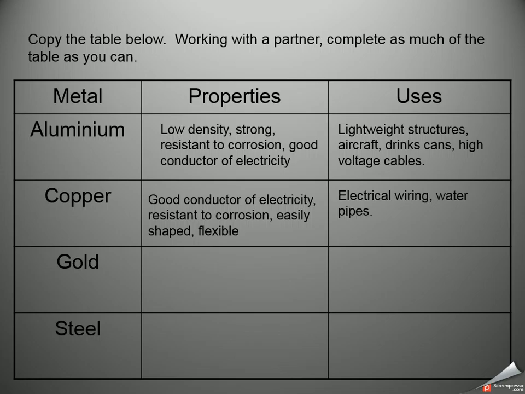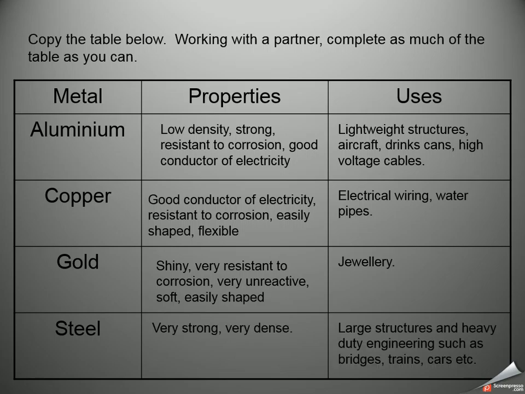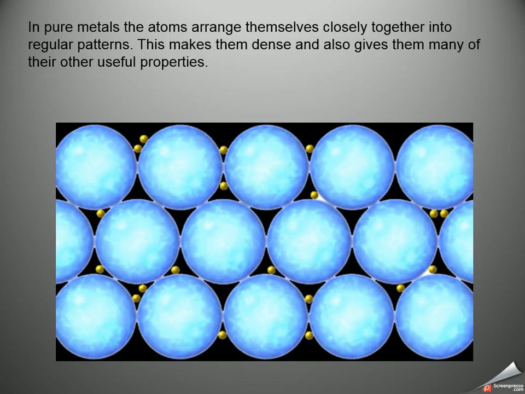Gold, shiny, resistant to corrosion, very unreactive. It's pretty much useless, really, apart from decoration. And that's why it's just used in jewellery. And steel, very strong, very dense. Used in lots of things: large structures, heavy duty engineering, cars, trains, bridges, all sorts. So they're the main properties of metals. Just be a little bit aware of this. Have a look at this table, maybe pause it, have a read so you're aware of the main properties of the different metals. Now in pure metals, the atoms are all in nice regular lines. You can see this, can't you?